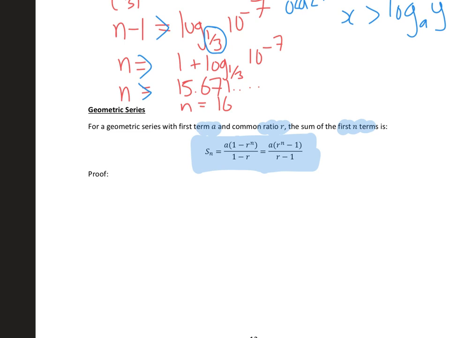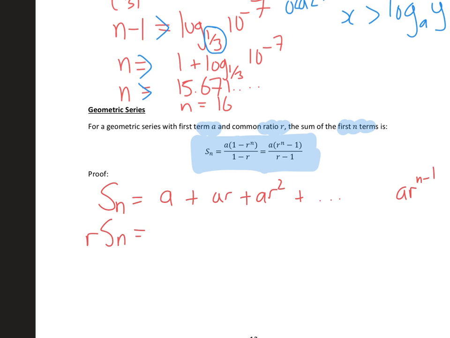So again, the proof for this one, well, if I write out all the terms I want, the first term is a, the second term would be ar, then ar squared, all the way up to the last term, which would be ar^(n-1). The nth term would be that, remember? And then the trick is, for the arithmetic one, I rewrote it, but backwards. This one's a bit different. I'm going to times that sequence by r.